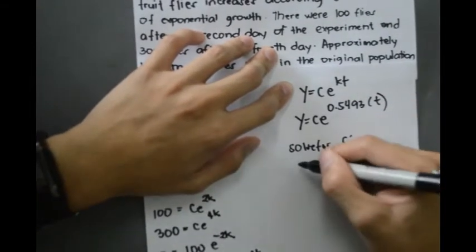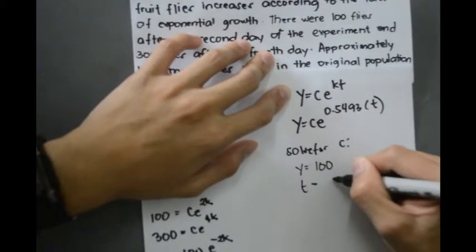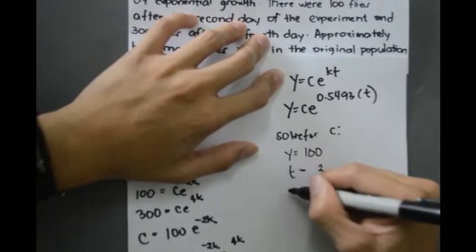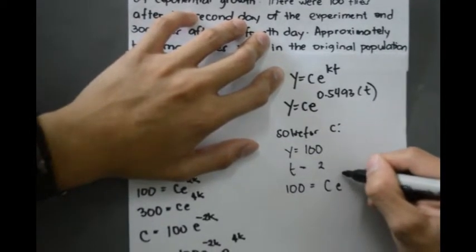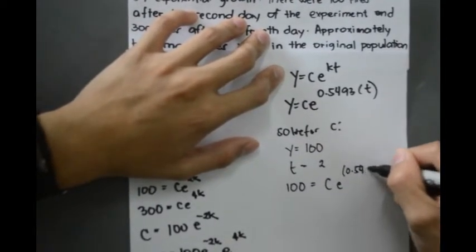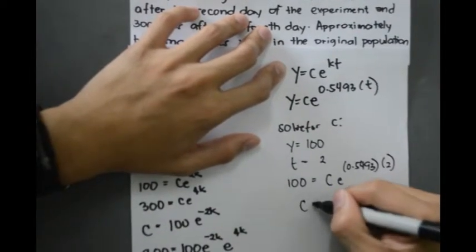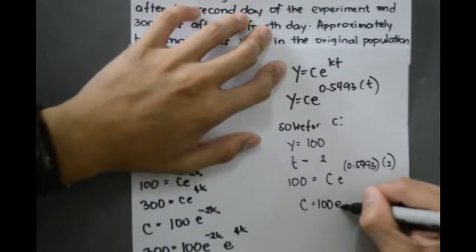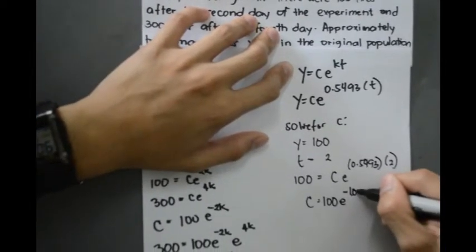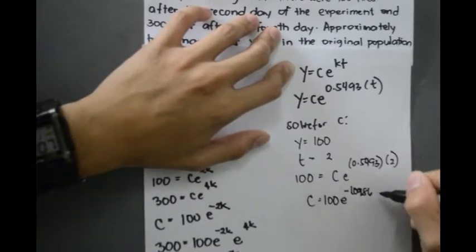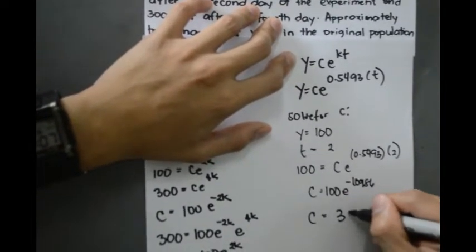To solve for C, reapply the condition where y is equal to 100 and t is equal to 2, and obtain 100 equals C e raised to 0.5493 times 2, where C is equal to 100 e raised to negative 1.0986, which is equivalent to C equals 33.